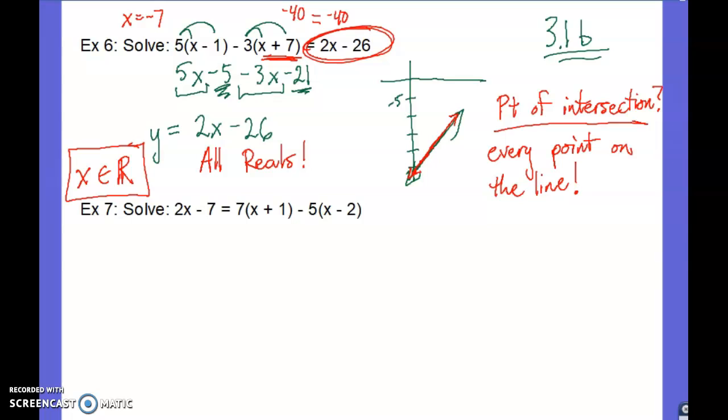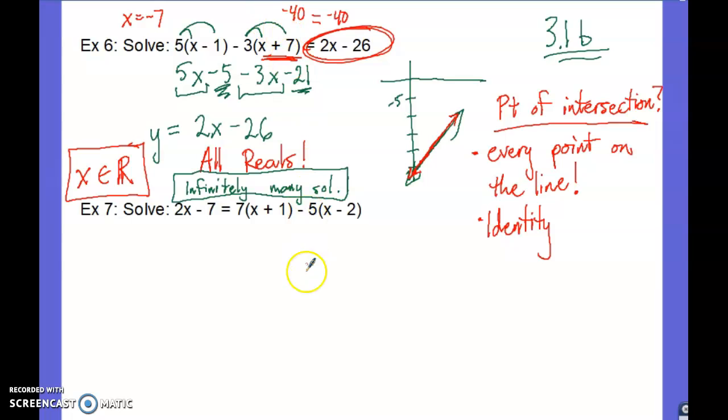You might hear me use the phrase infinitely many solutions. That was in a textbook I used to use. I don't remember if this textbook uses that phrase. And you might also see the phrase that this graph is an identity, because the two lines are identical. So I'm going to stop there. I think I've given you enough information. Well, let's look at the next problem.